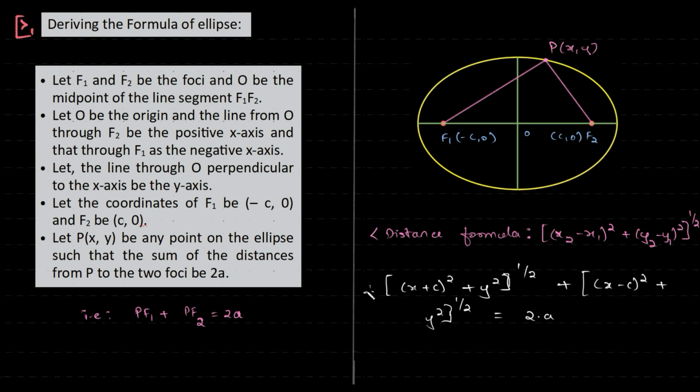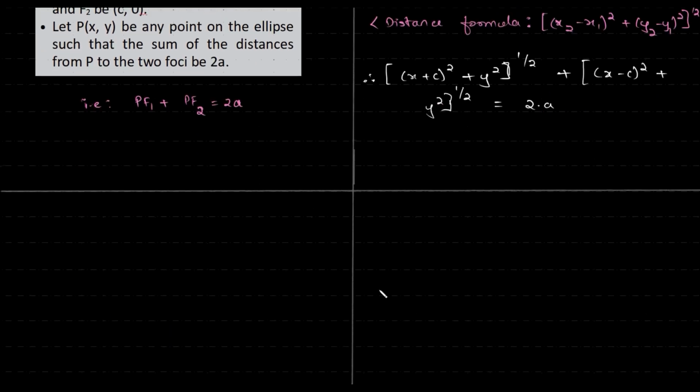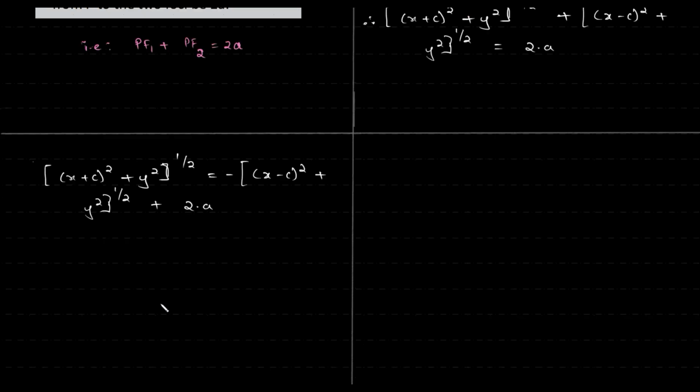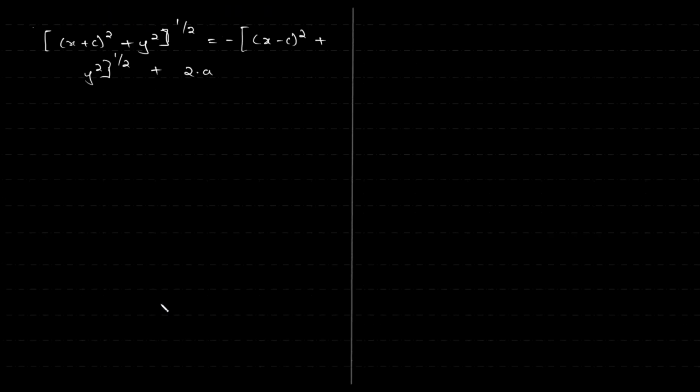Now we need to rearrange this. So we have the same expression, let me copy it off, but I'm putting one term across to the right hand side, so this will be negative. Is that correct? Now we'll square both the sides. So the next step would be squaring both sides.